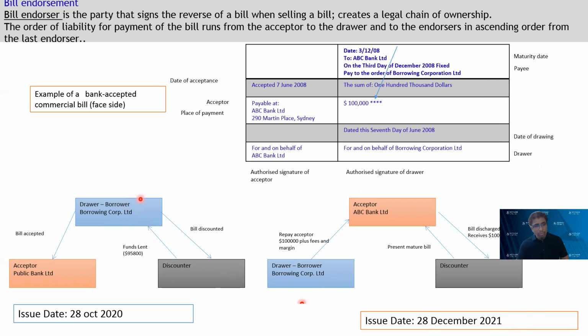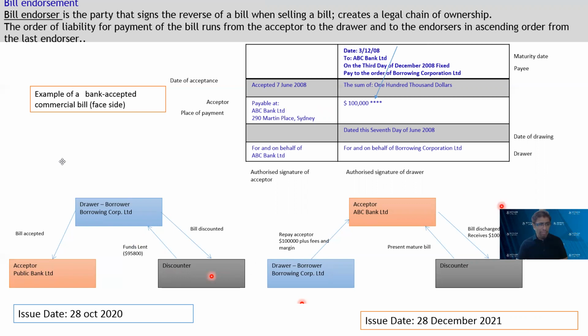Now, when this happened, it should be happening between the borrower and the discounter. But actually, this bill is issued by the borrower, by the drawer. What happens is the drawer will go to the bank with this bill and let it endorse it, which means stamp it with the guarantee. And they will give it to the discounter. This is on the 28th of October 2020.